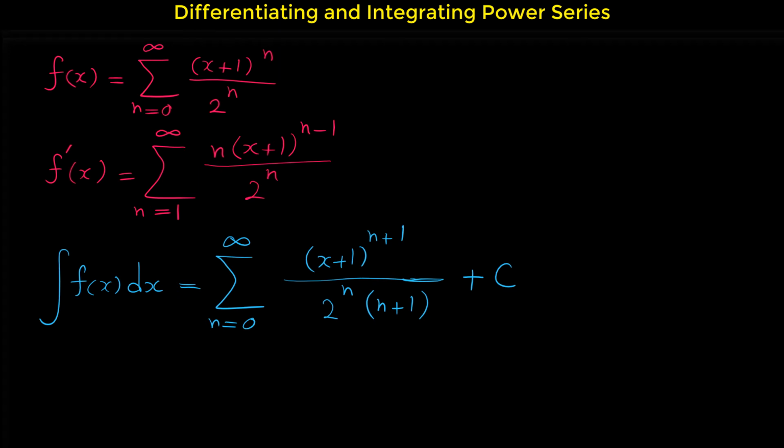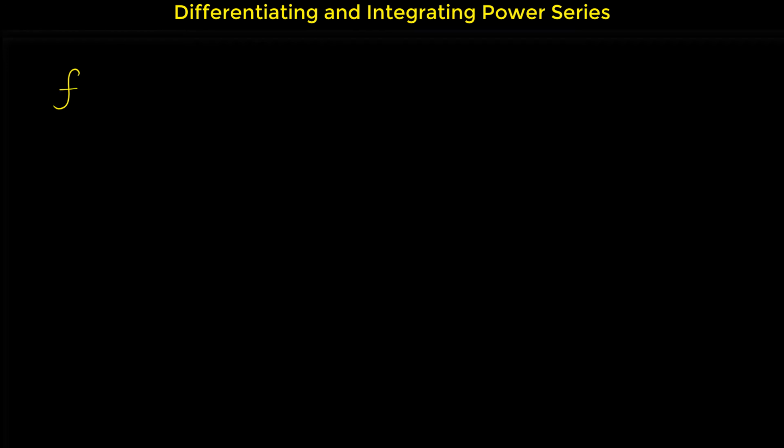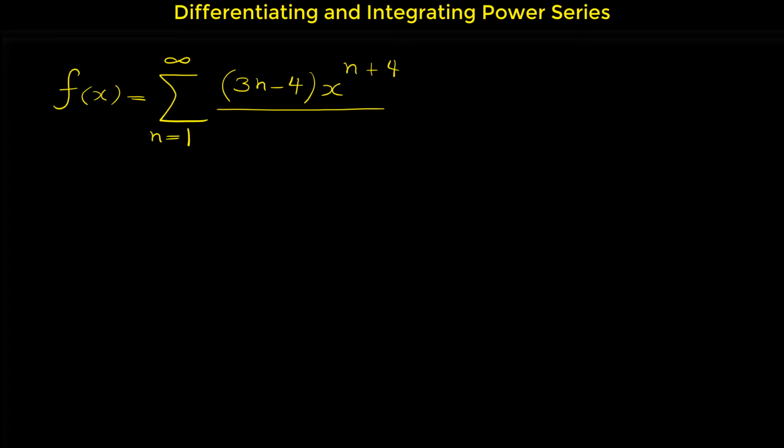Let's do another example. The function f of x is the sum from n equals 1 to infinity of (3n minus 4) times x to the power of n plus 4 over 5 to the power of n times n factorial. We want to find the derivative and integral of the function f of x.